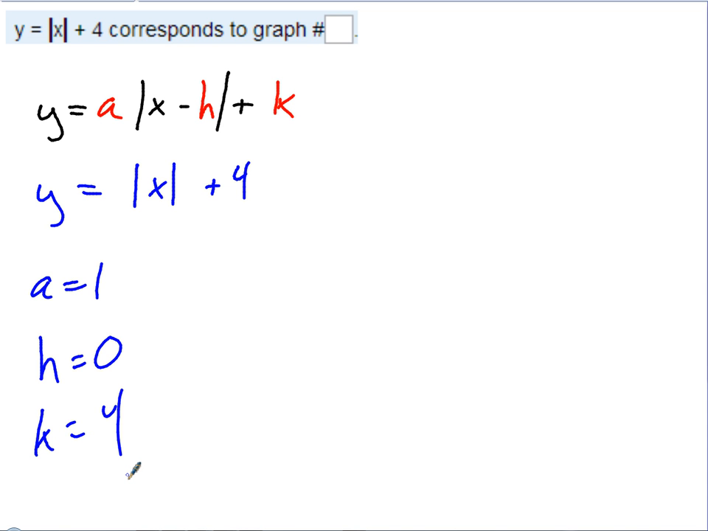What about K? Positive 4. Good. Why wouldn't H be 1 as well? Because if H were 1, then that would have been x minus 1.